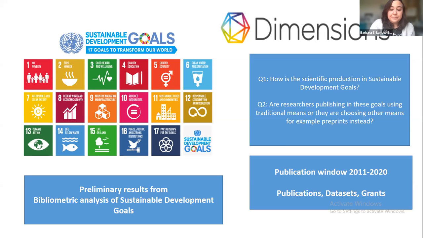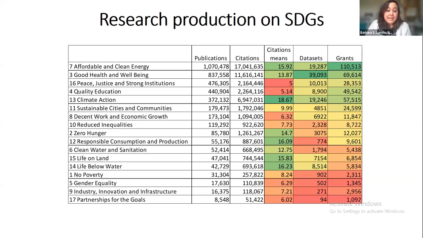In the first table, you can see the research production in each goal. As you can see, the largest amount of publications are in affordable and clean energy, good health and well-being, and peace, justice, and strong institutions. However, publications in climate action received the highest citation means. Goals 7 and 3 obtain the largest amount of data sets and grants.